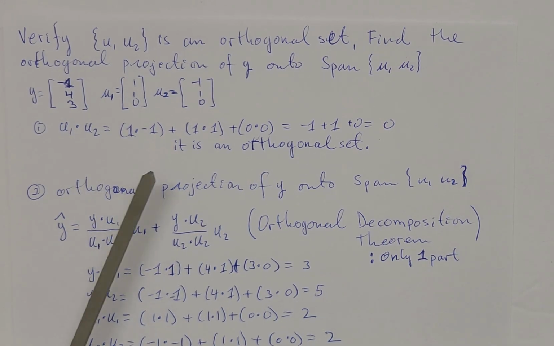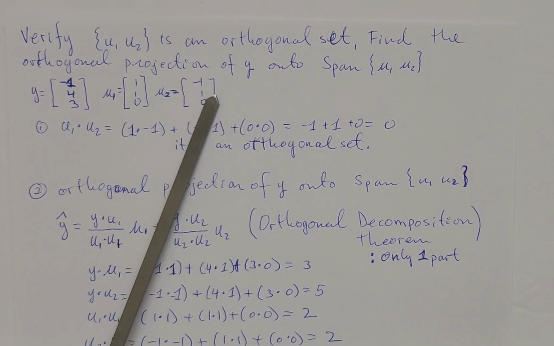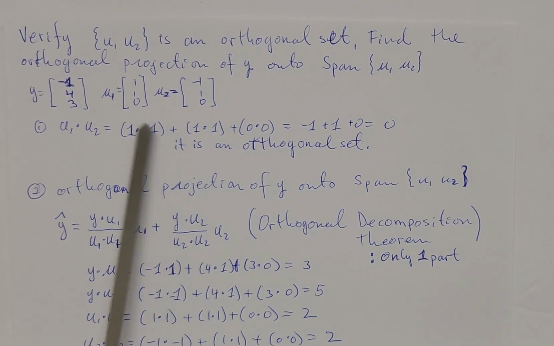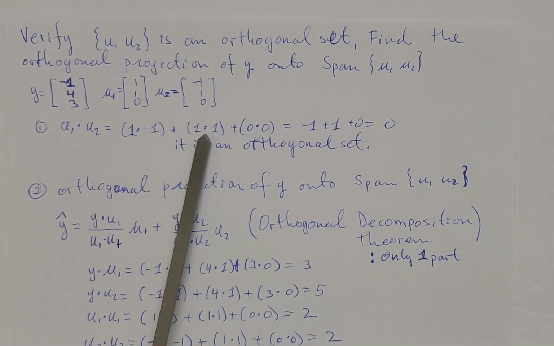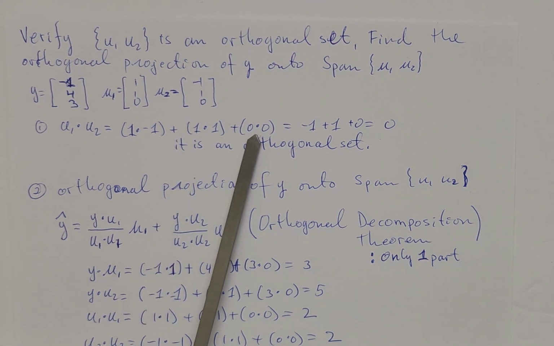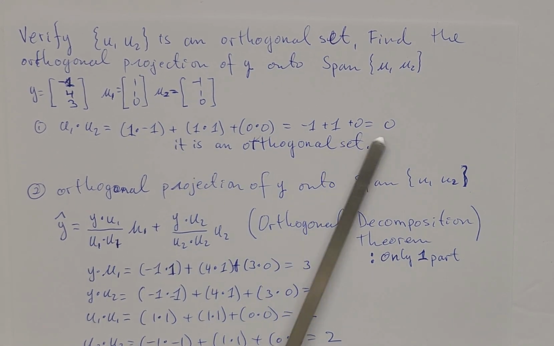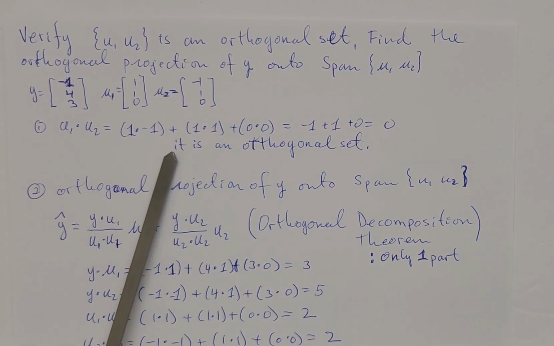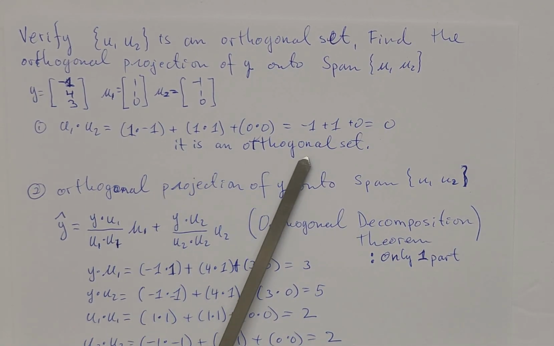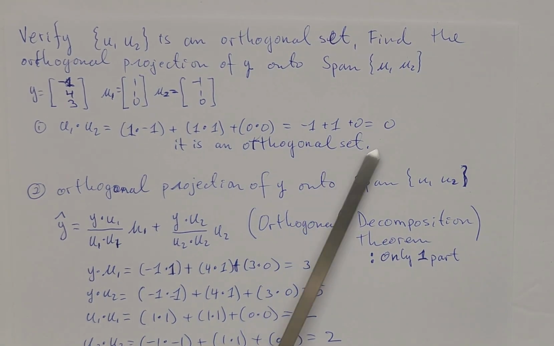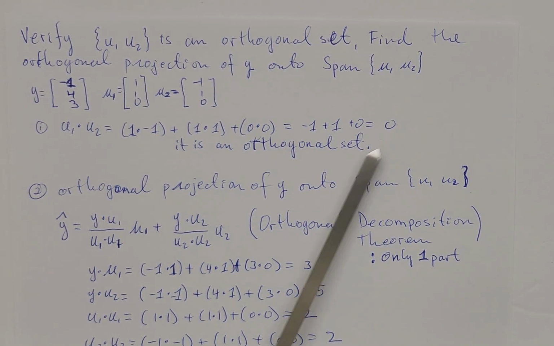So dot product of U1 and U2, just multiply 1 times -1 here plus 1 times 1 here plus 0 times 0 here. And then after that, simplify, so it becomes 0. Since it is 0, then it is an orthogonal set. Again, to be orthogonal, it has to equal 0.